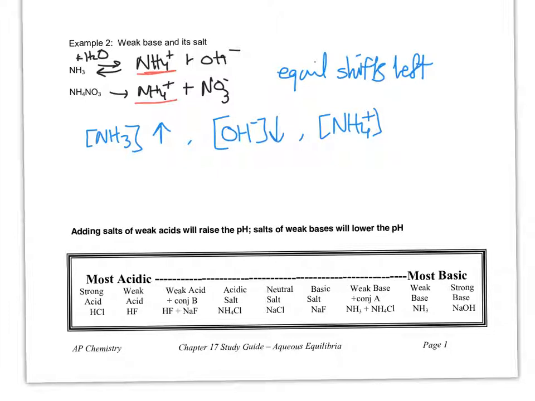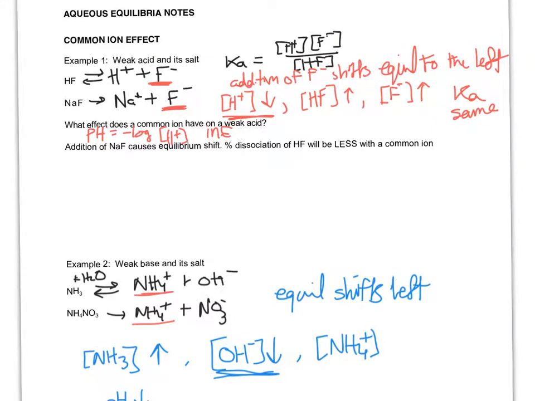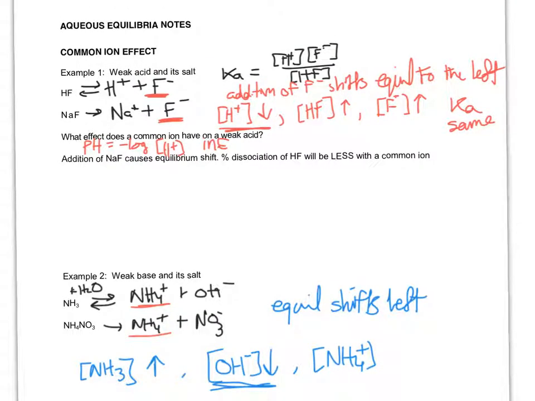Let's look at the effect on the pH. And so my hydroxide ion is going down, so it's becoming less basic, and so my pH would go down since it's becoming less basic. So adding a salt with a common ion to an acid makes it less acidic. Adding a common ion to a base makes it less basic.